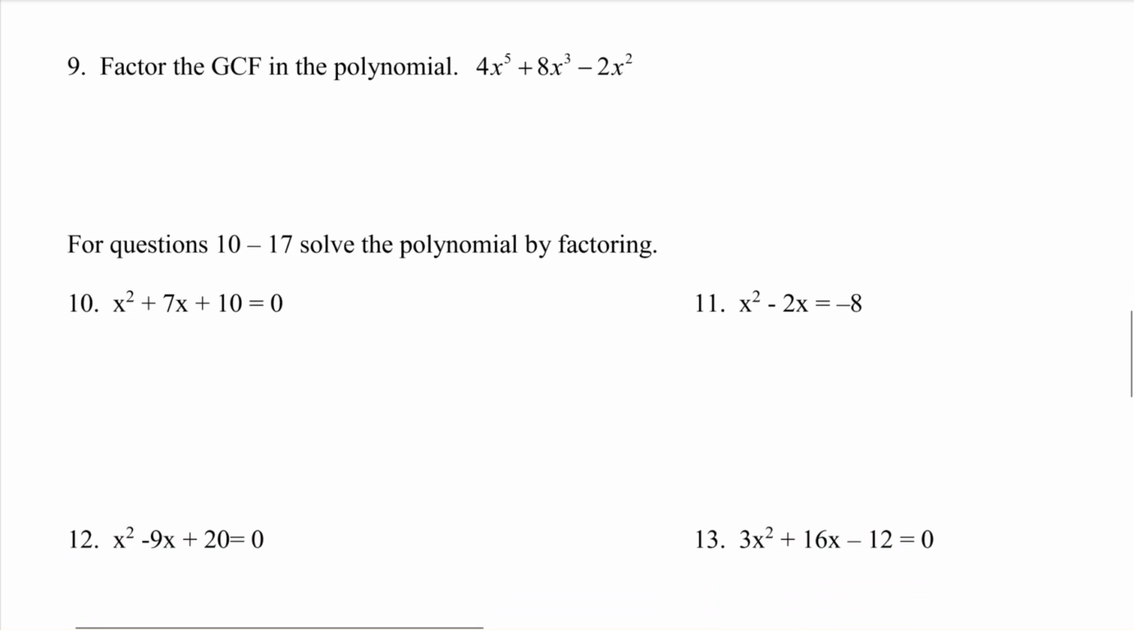9, factor the polynomial. So the first thing I can see is that we can factor out a 2. So we'll say 2 times 2x. I can also factor out an x squared, so let's factor out an x squared. So 2x squared times 2x cubed makes 2x to the 5th. 2x squared times 4x makes 8x cubed, and 2x squared times negative 1 makes negative 2x squared.